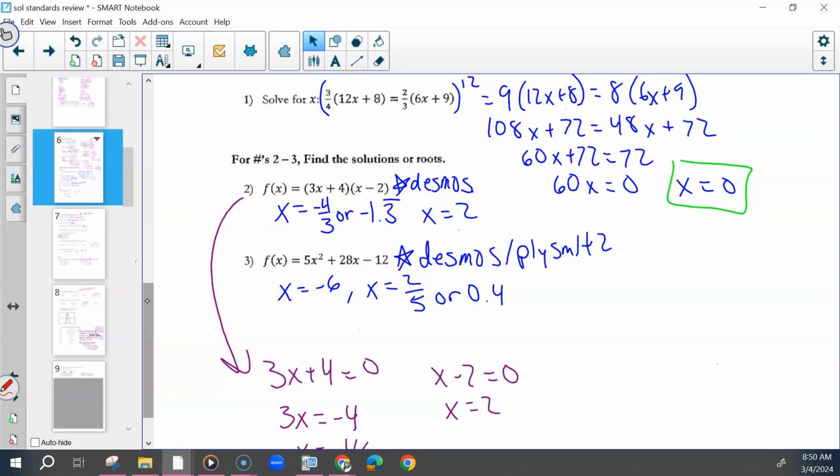While we haven't talked about how to find solutions or roots of this, you should know that solutions and roots are the same as x-intercepts. So if you type that into Desmos, you're looking for the x-intercepts. And there are 2 of them. You can write them different ways, like in curly brackets or as ordered pairs, but negative 4/3 and 2 for number 2. And then there are 2 answers again for number 3, negative 6 and 2/5, or 0.4.